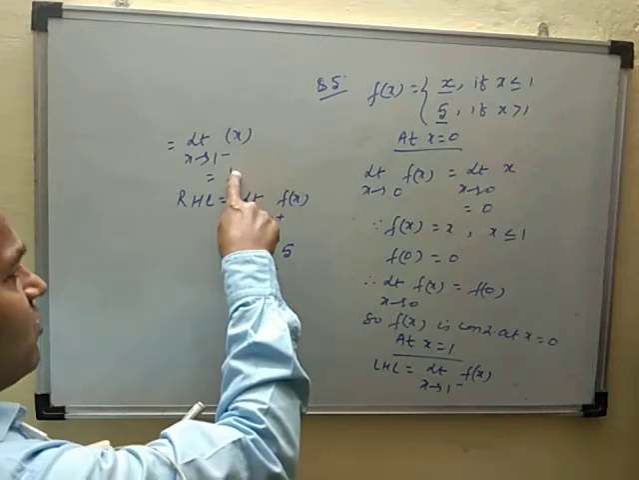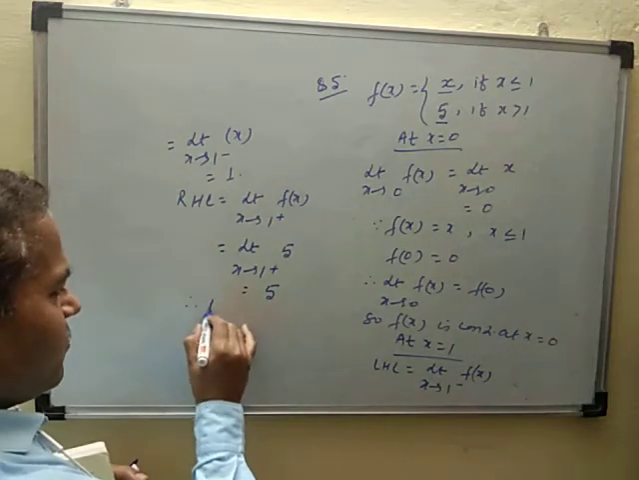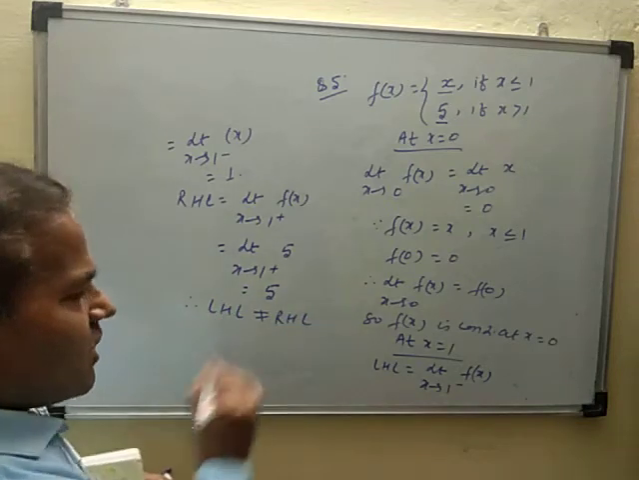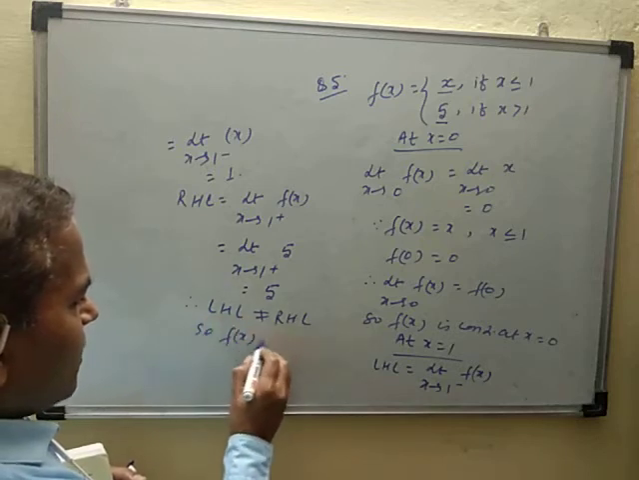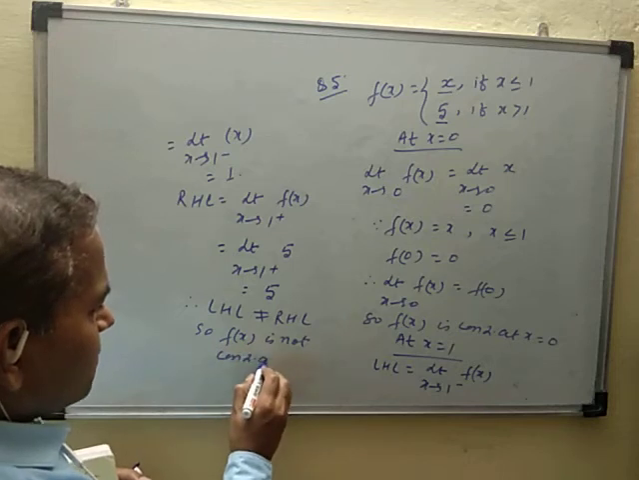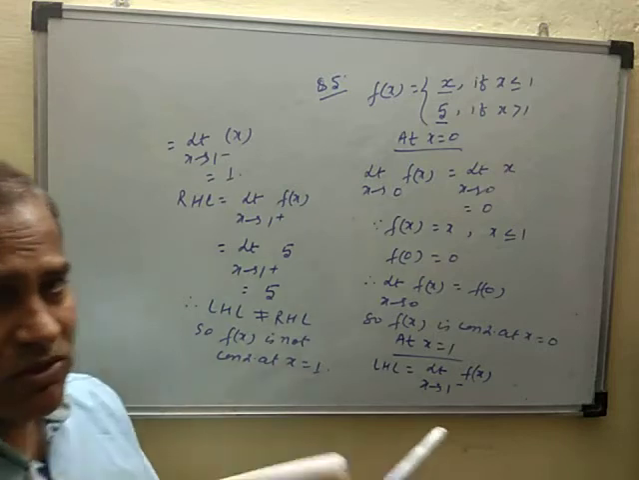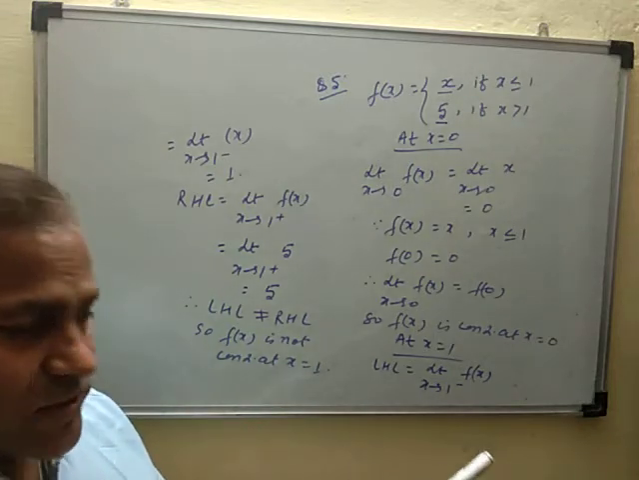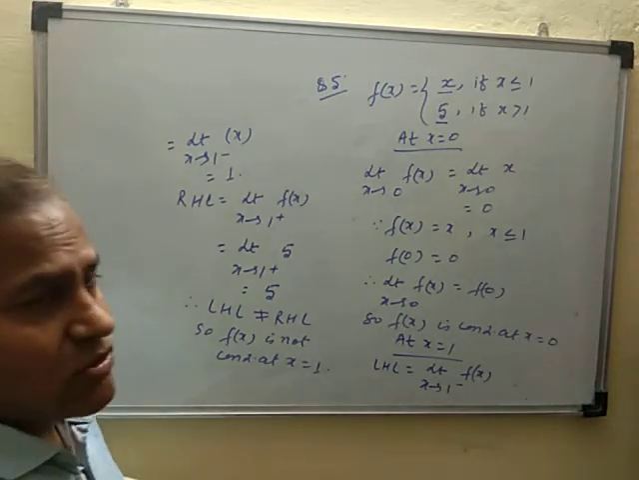So LHL is equal to 1 and RHL is equal to 5. Therefore LHL not is equal to RHL. So f of x is not continuous at x is equal to 1. Function not continuous. Same as at x is equal to 2. Now check that at x is equal to 2.